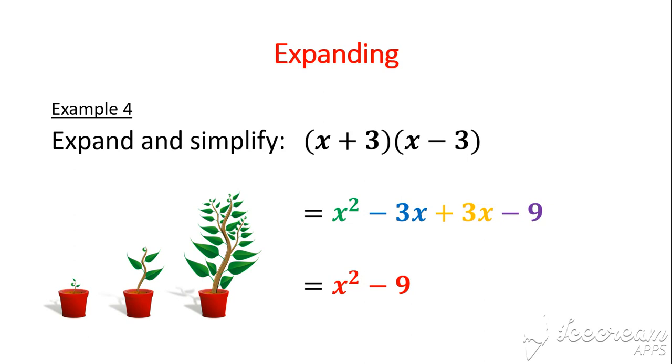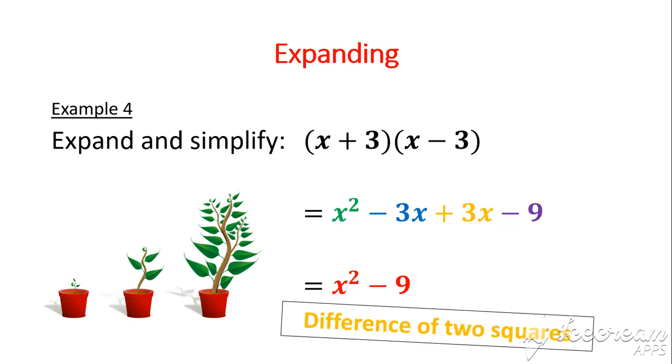Now please try and get your head around this. It's called a difference of two squares. I can rewrite that if I need to as x squared minus 3 squared, because 3 squared is 9.